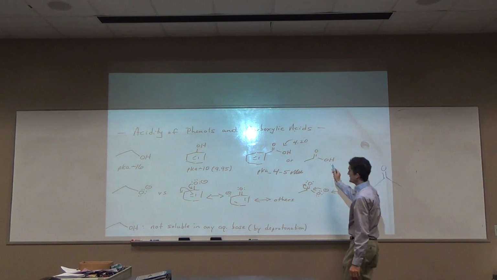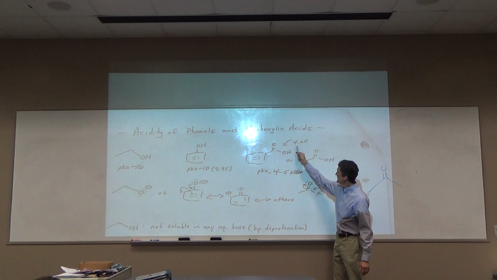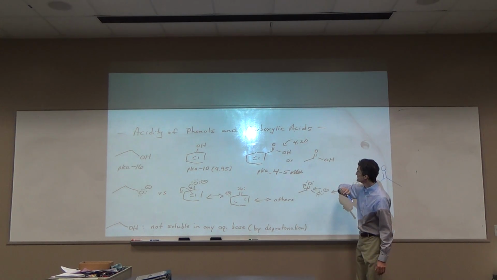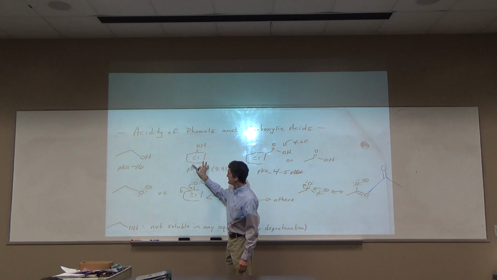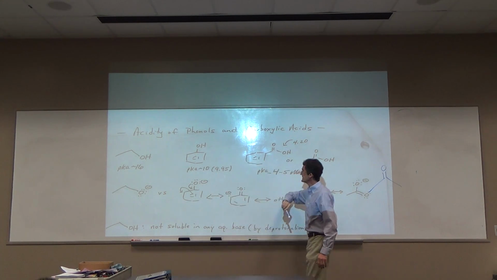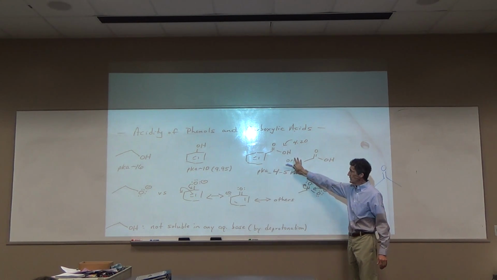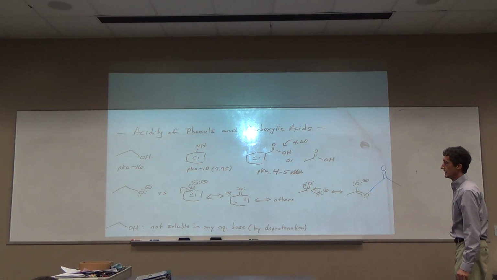Okay, a carboxylic acid has a pKa of about 4 to 5, typically. Benzoic acid is 4.2. So, 4 to 5, but this can vary a good bit. For phenol, you see about 10, and for alcohols about 16. So the carboxylic acid is the most acidic of these three. Why?